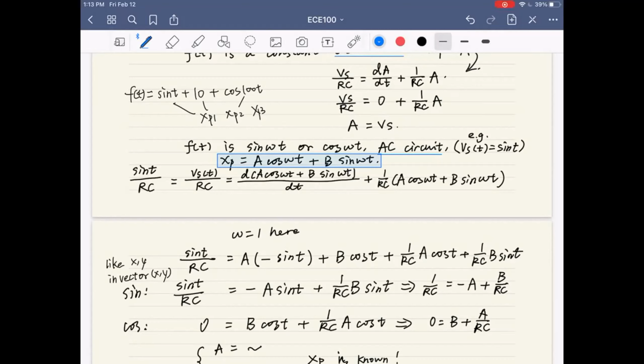For a differential equation, you need to observe the form of the equation, and then guess what the solution should be. Here we guess that the solution should be in the form of cosine or sine, so we give it parameters a and b. Then we substitute it into the original differential equation and solve for a and b. After we know a and b, the xp is known. Does it make sense? Yes, thank you very much.